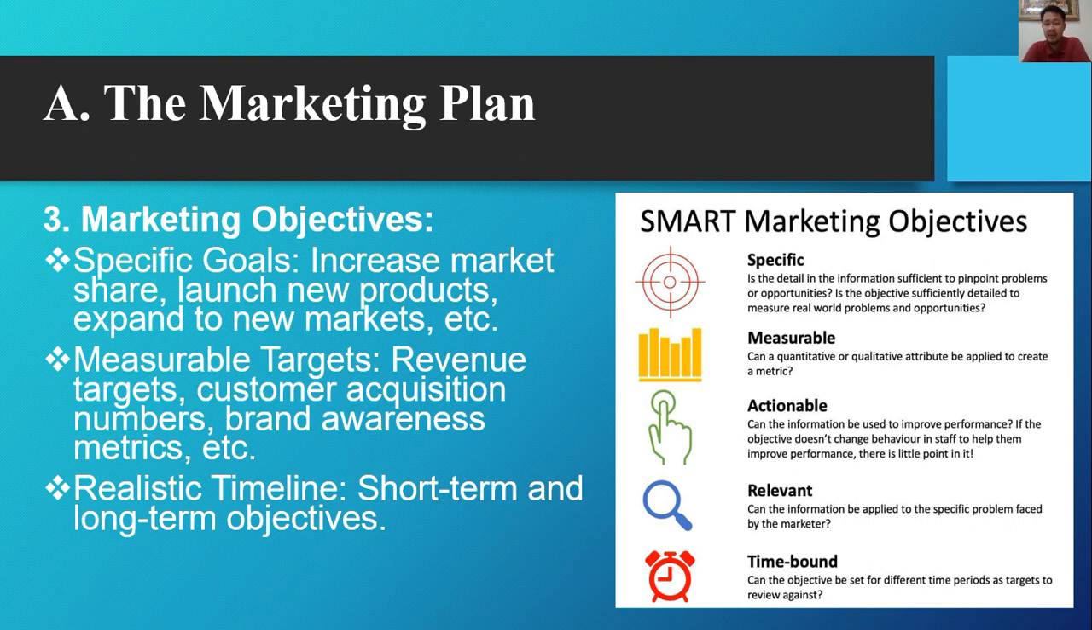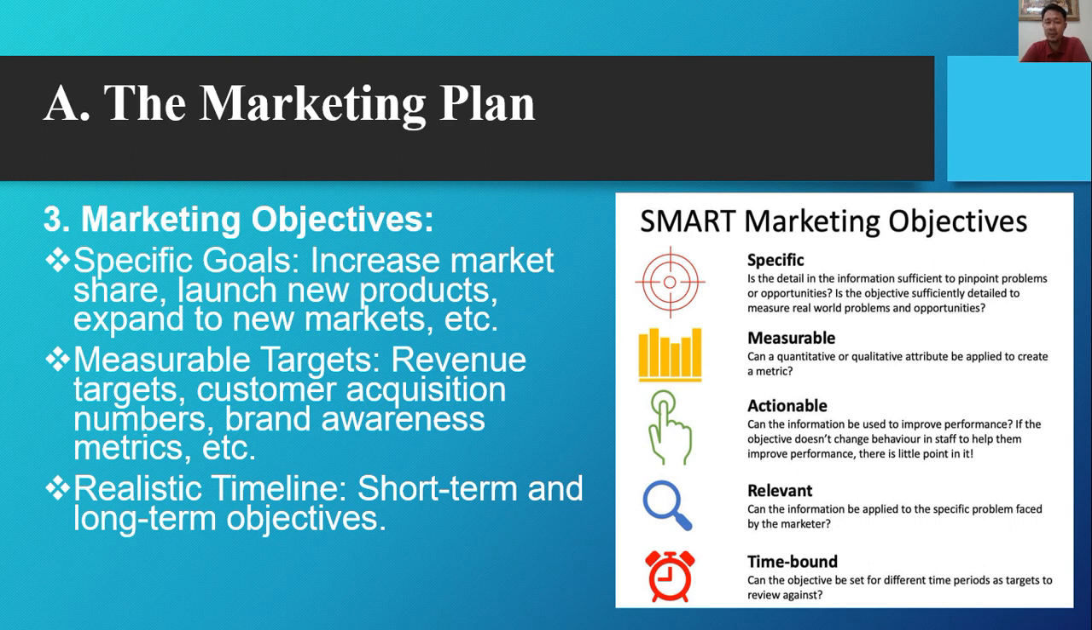And also actionable, which means you are able to improve the performance in your operation. If the objective doesn't change the behavior of staff to help them improve performance, there is little point in it, because you cannot implement what you plan. So you need to have an actionable objective, and at the same time relevant. Regarding the relevance of your objective, can the information be applied to the specific problem faced by the market? Because you are doing business for the market. You are bridging the gap. So your objective must have something that has value or impact to your target market.